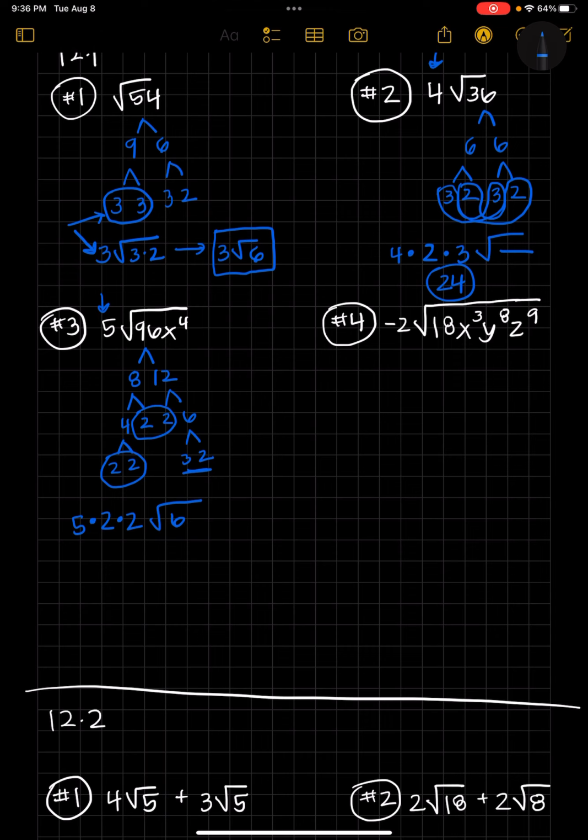And now let's talk about this. Well, actually, so 5 times 2 times 2 is 20. So I've got this 20 square root 6. But now I got to talk about this x to the 4th. So x to the 4th is the same thing as saying, oh, I've got 4 x's. So 1, 2, 3, 4.